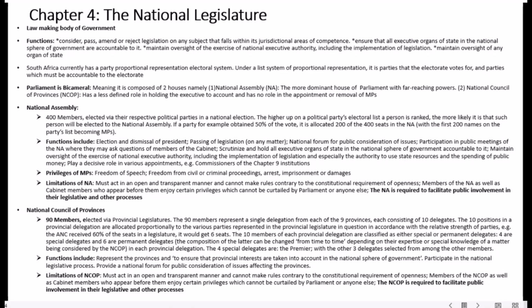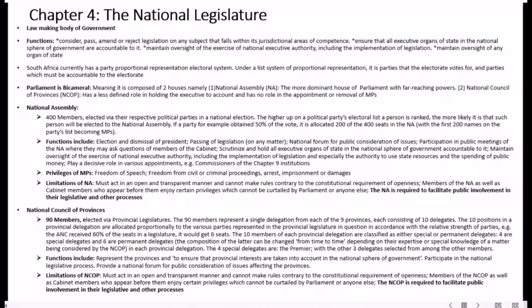And then the 4 special delegates are the Premier with 3 other delegates selected from the other members. And the functions of the National Council of Provinces include representing the provinces to ensure that provincial interests are taken into account in the national sphere of government. So again, the confirmation that the NCOP does sit right at the top. And to participate in the national legislative process. It provides a national forum for public consideration of issues affecting the provinces.